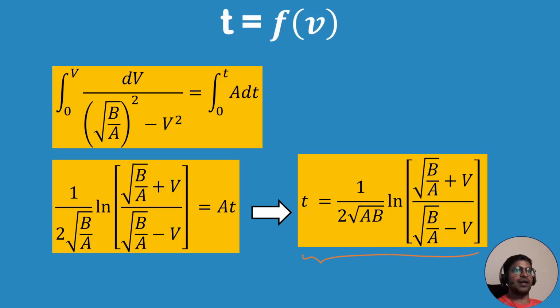So time is equal to 1 by 2 into root over a into b, natural logarithm of root over b by a plus speed of the vehicle, divided by root over b by a minus speed of the vehicle. Just keep this formula in mind. We will use it for calculating time in the constant torque region. Now let's move to the derivation with the constant power mode.